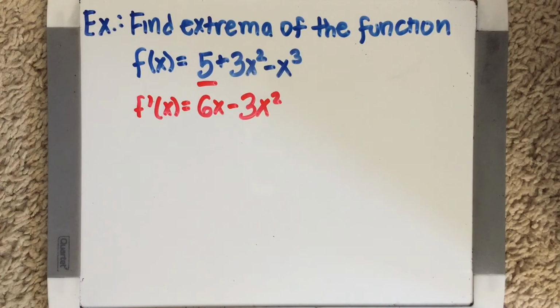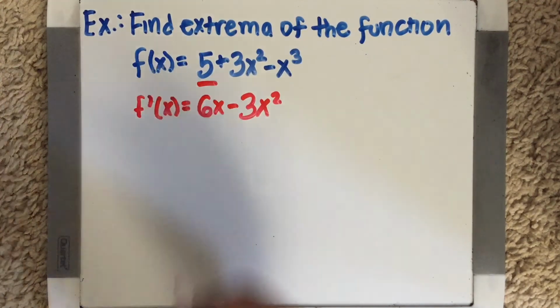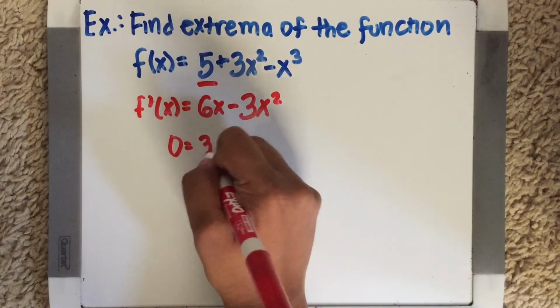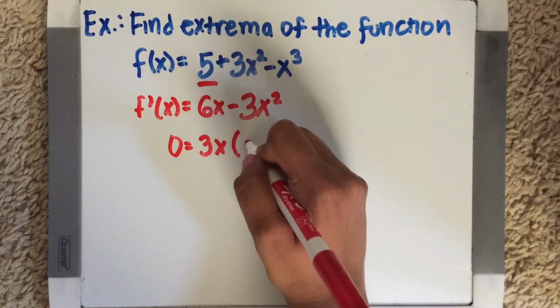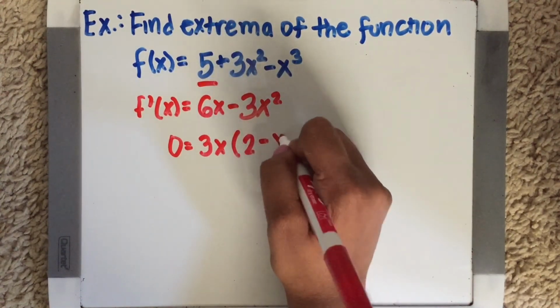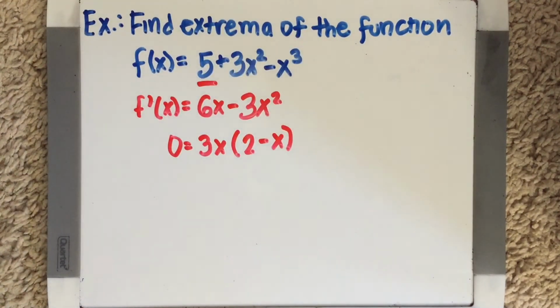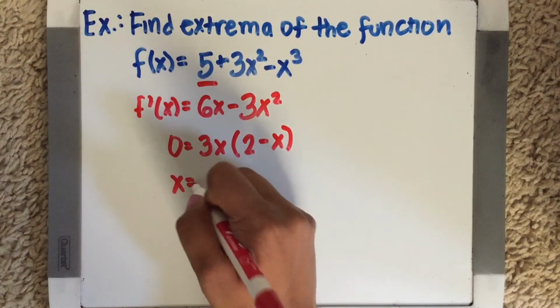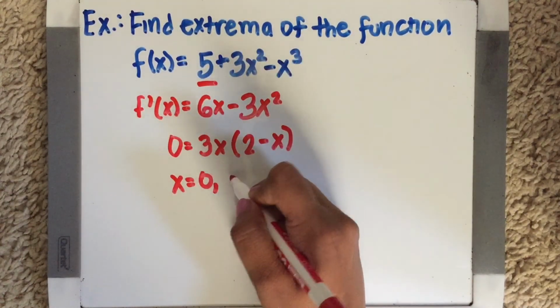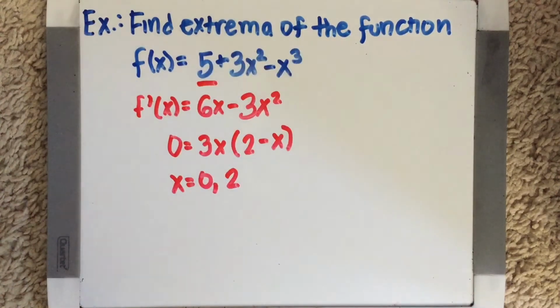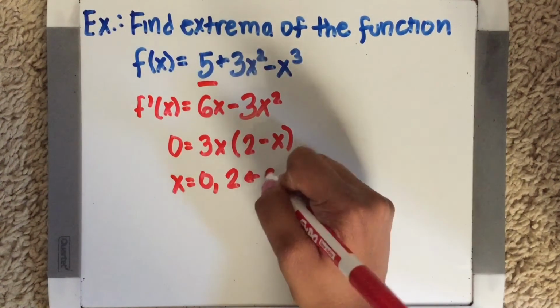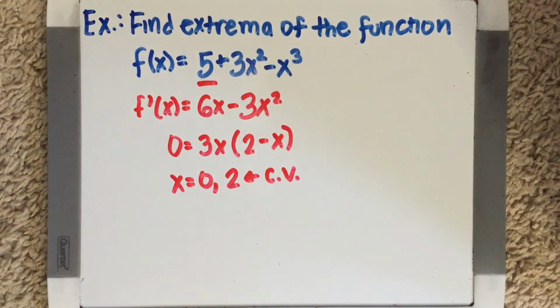So let's set that equal to 0, and then extract a 3x from the 6x minus 3x squared, giving us 0 equals 3x times 2 minus x. Therefore, we know that the critical values must be at x equals 0 and x equals 2. Now that we have our critical values, all we have to do is use the second derivative test.